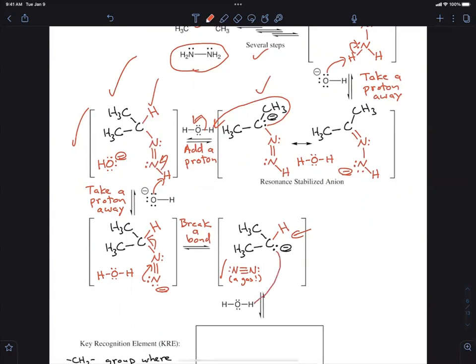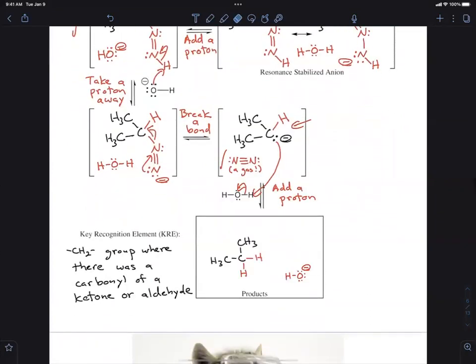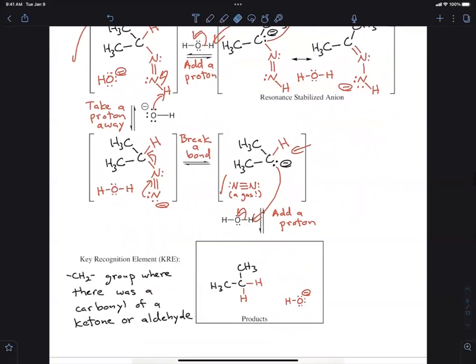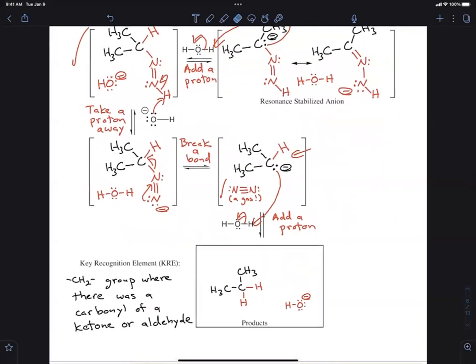So what we're going to do is add a proton and end up with our final product. So in that final product, we've replaced what was a carbonyl with two single bonds to hydrogen, and we've regenerated our base molecule. So the key recognition element here is a pretty simple one. There's now a CH2 group where there was a carbonyl of a ketone or aldehyde. And it's all driven because we're making nitrogen gas.